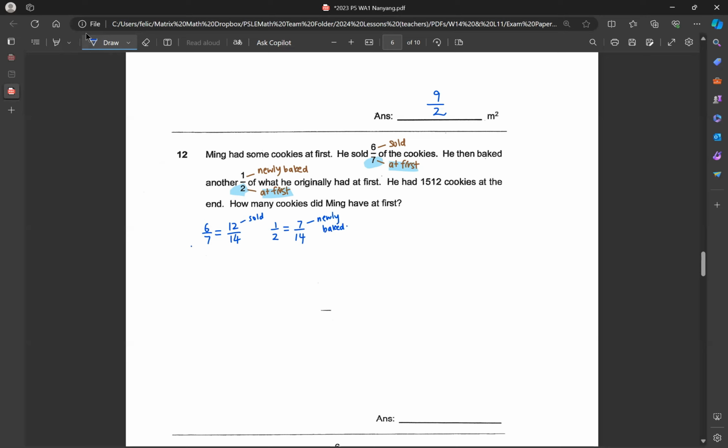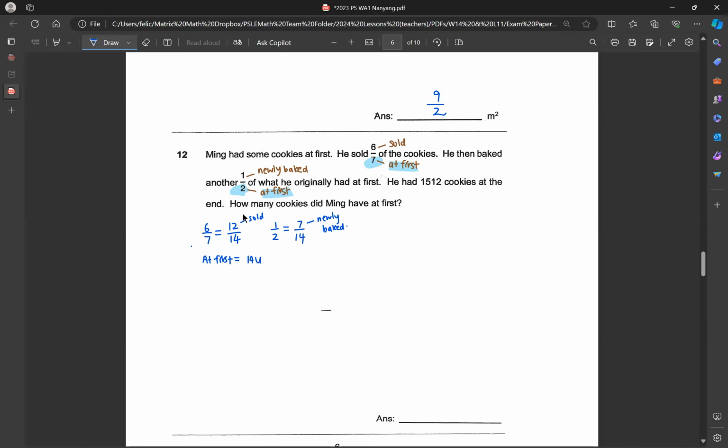Okay, now I need to somehow figure out how many units the 1,512 cookies is. So I'm going to first list out how many units there are at first. It's a bit like a before-change-after concept here, because there are two changes: first he sold, second he baked. So I'm just going to list them all out first. At first, he started off with how many units? The denominator will tell you so. The new denominator, 14U, will be the at first.